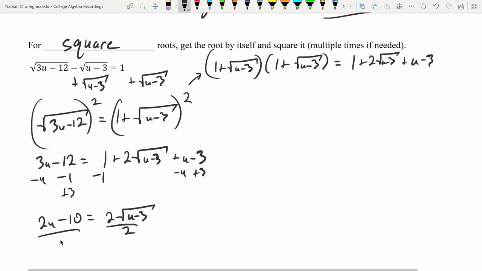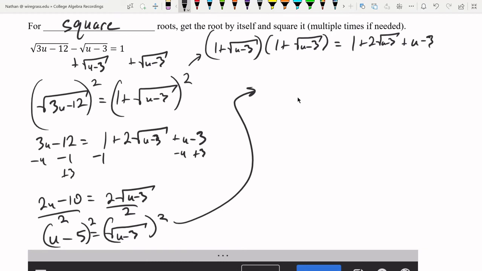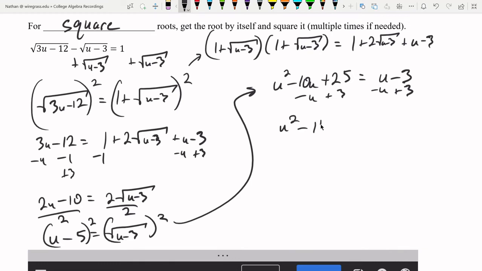I can divide by 2. That's going to give me u minus 5 equals the square root of u minus 3. And once again, square it. Okay. Now on the left-hand side, u minus 5 times u minus 5 is going to give us u squared minus 10u plus 25. On the right-hand side, we get just u minus 3. And now we can get everything over to one side because this has now become a quadratic equation.